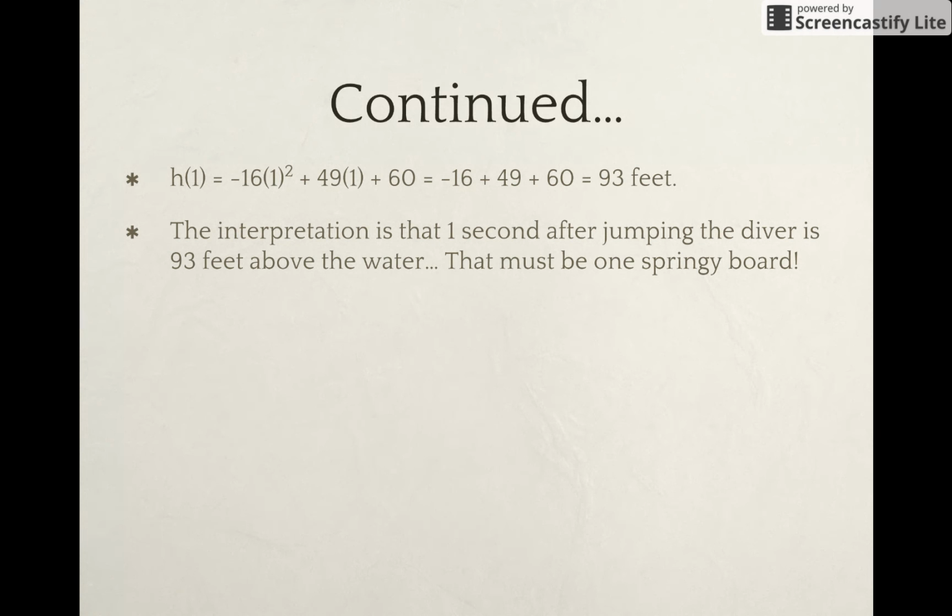The function value h of 1 will be found as we've been working with functions, by plugging in a 1 for x and computing. And so we see here that we get 93 feet when x is 1. Since x is representing time, that would mean after 1 second, the diver has reached a height of 93 feet. And again, that must be a very springy board.